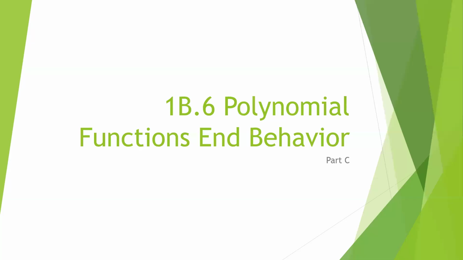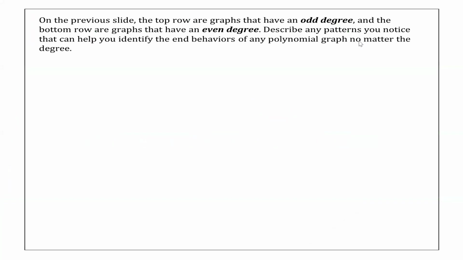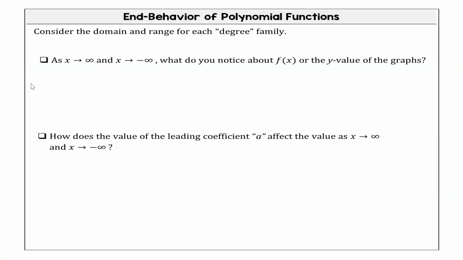Part C is going to first start off with you summarizing what we've said. So on the first blank, on the previous slides, we talked about our even and odd degree polynomial behavior. You're going to summarize in words what it means and how it impacts. So as x goes to positive infinity and as x goes to negative infinity, what do you notice about f of x or the values?